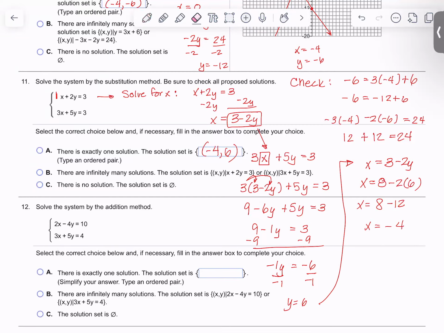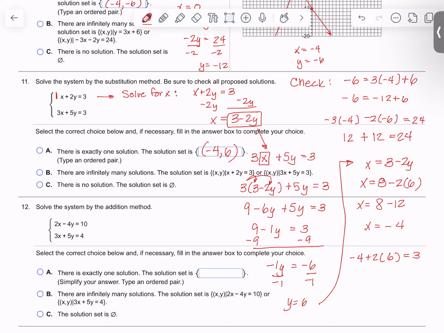So try it in the first equation. Negative 4 plus 2 times 6, is that 3? I got a boo-boo somewhere, folks. Apparently I can't add somewhere. Somewhere I can't add.